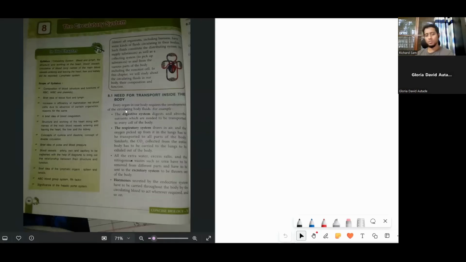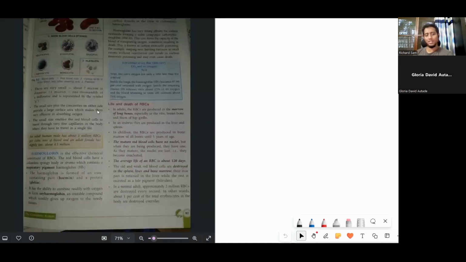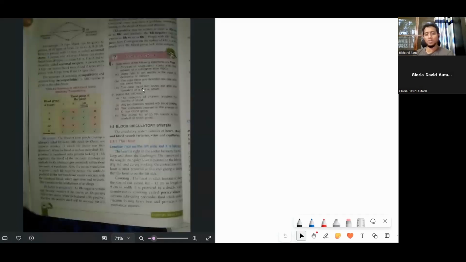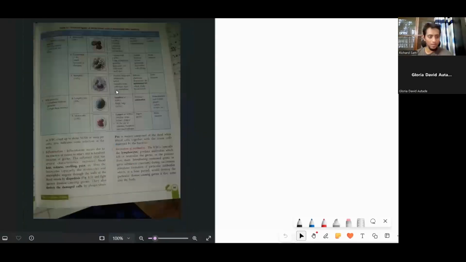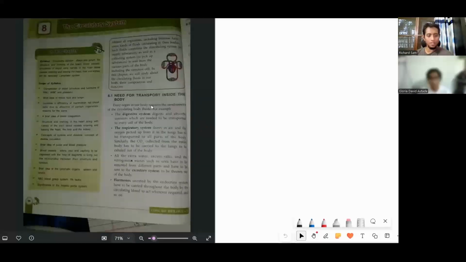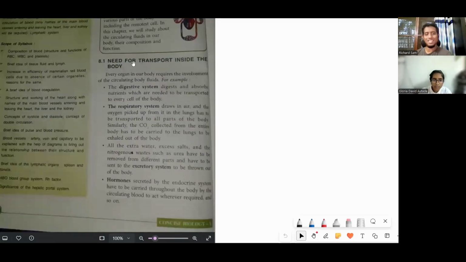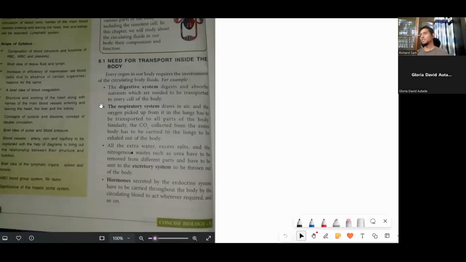There are a lot of small, important, and not-so-important things in the beginning, before we start the actual topic of circulation through the heart. You're studying the heart in the second part. In the first part of the chapter, the first topic is the need for transport inside the body. Transport means movement of substances from one place to another.